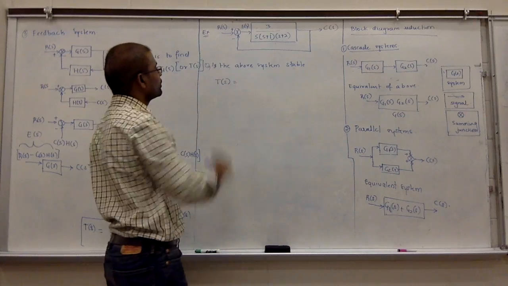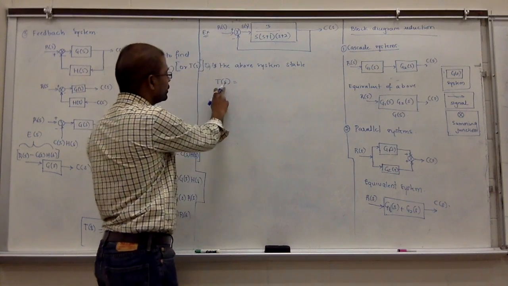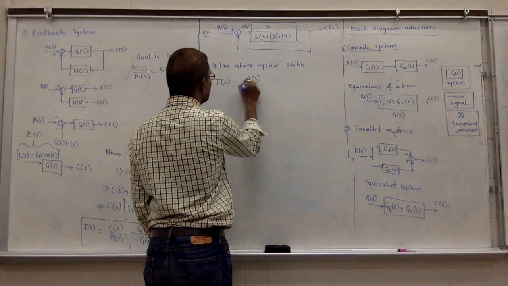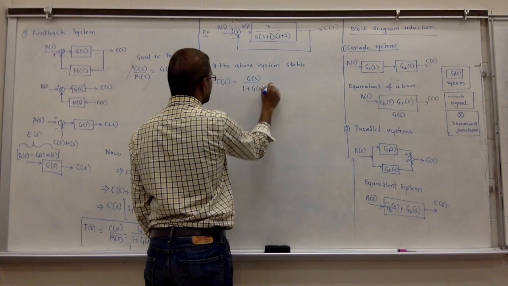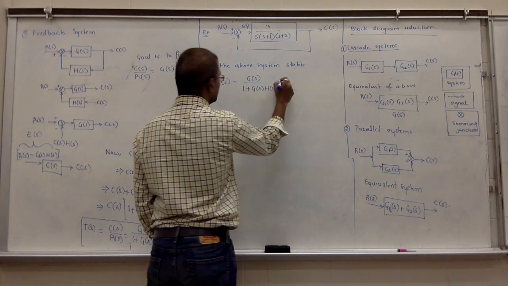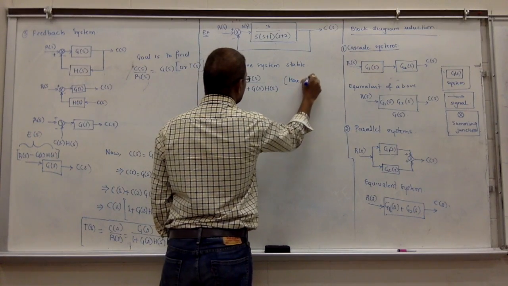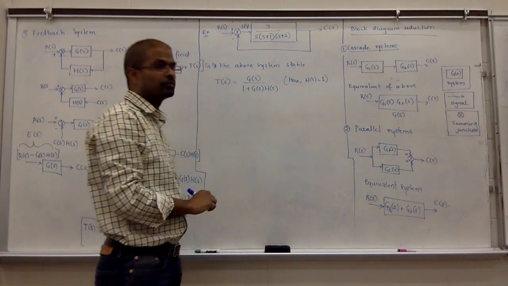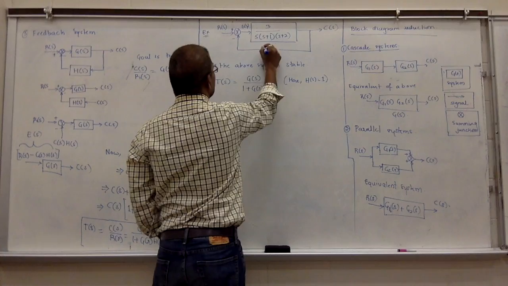So if the question is whether the above system is stable, first you have to find P of S. P of S is G of S divided by 1 plus G of S, H of S. Here H of S is 1. If I put this as 1, will it change?